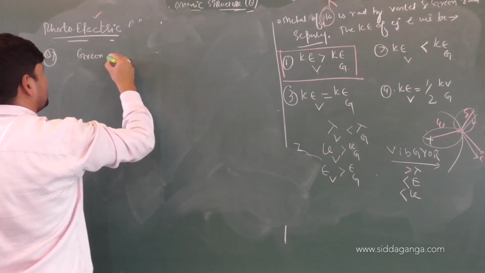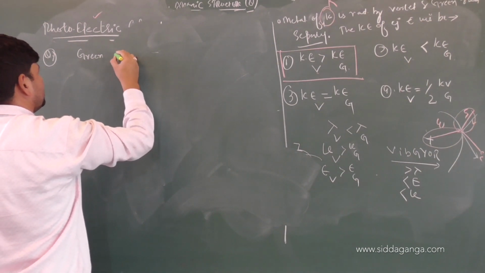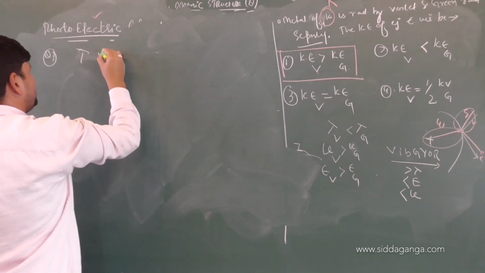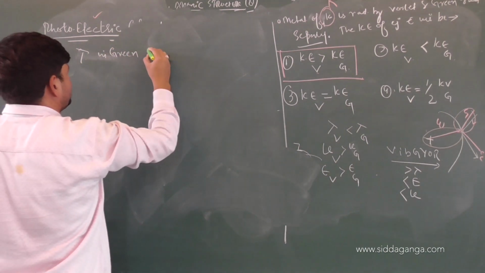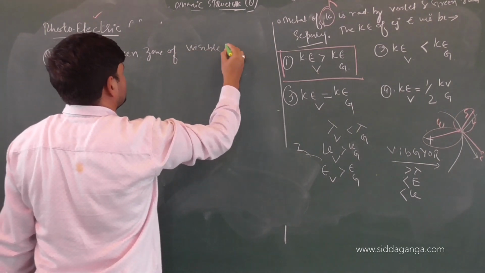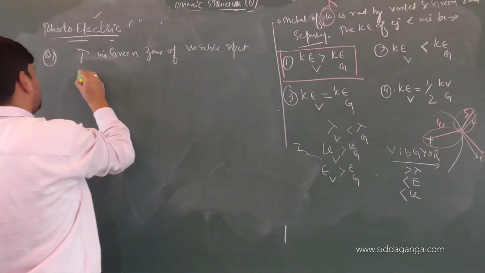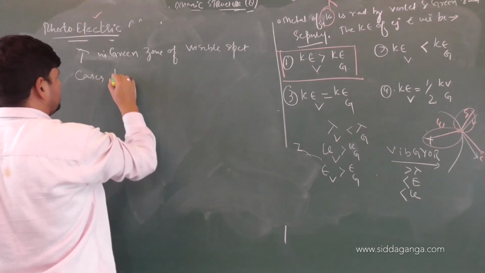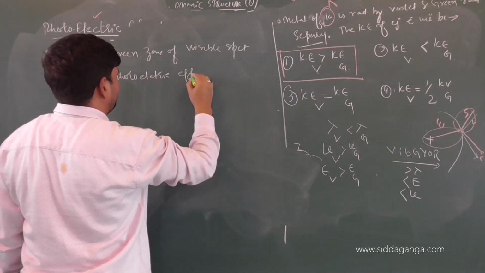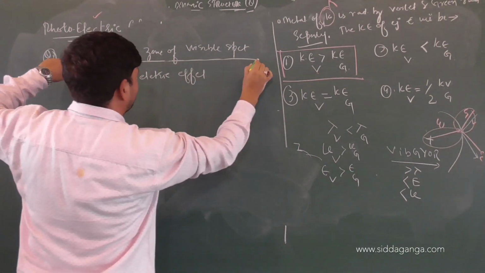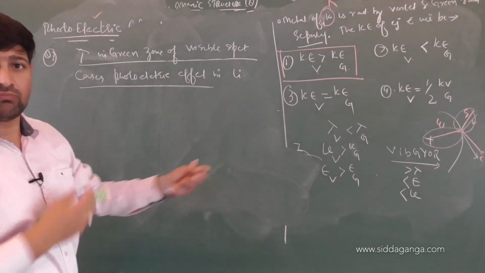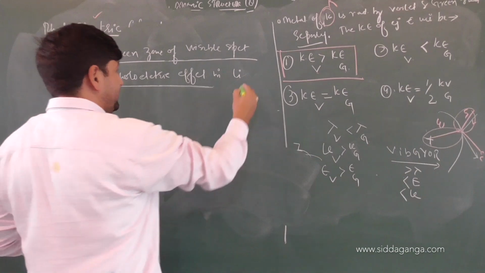Green wavelength in green zone of visible spectrum causes photoelectric effect. So we have a wavelength in the green zone which is causing photoelectric effect in lithium.